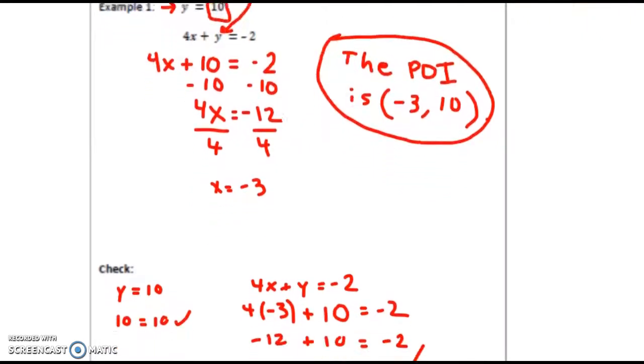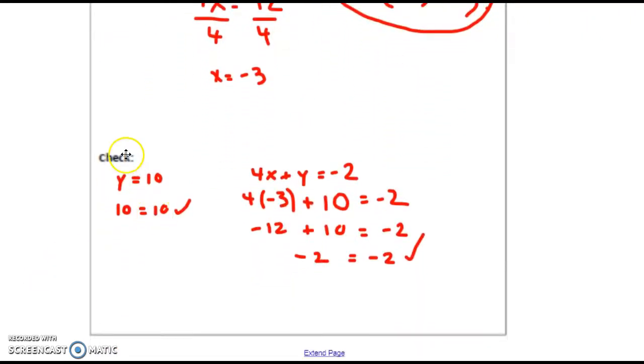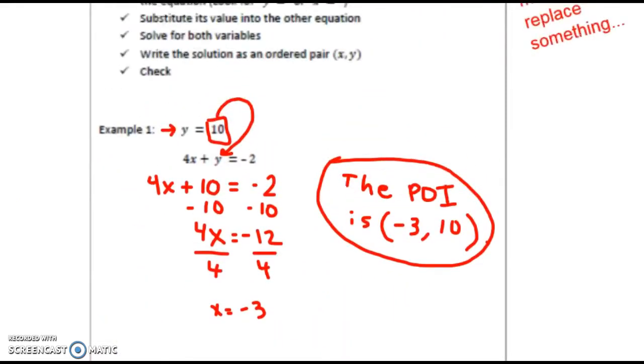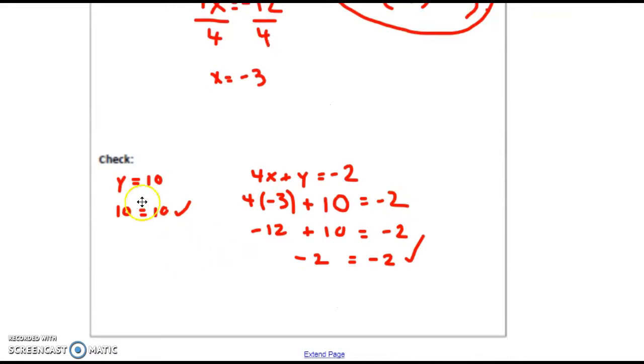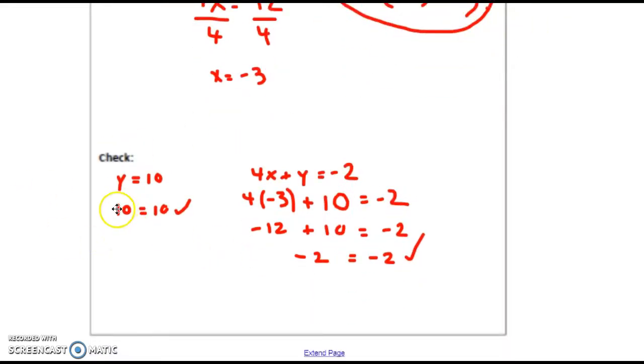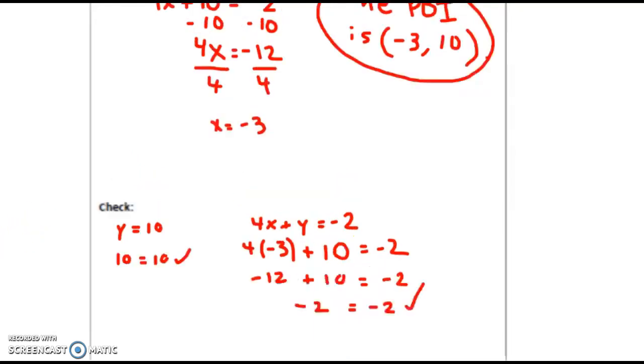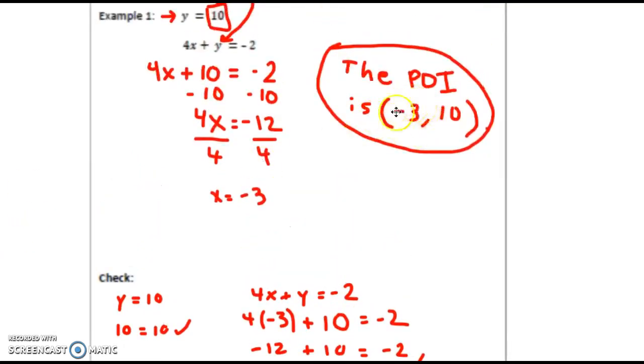Now, we're not quite done with this question because we have to check. These equations are just taken from the original equations in the problem: y equals 10, and 4x plus y equals negative 2. We know the y value to our answer was 10, so we just plug that in. 10 does equal 10, so this is a check mark. Over here we have to do a little math. 4x means 4 times this value of x.